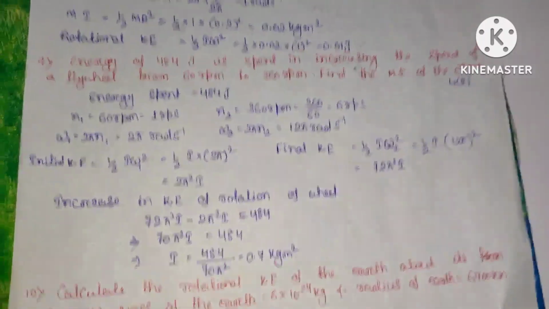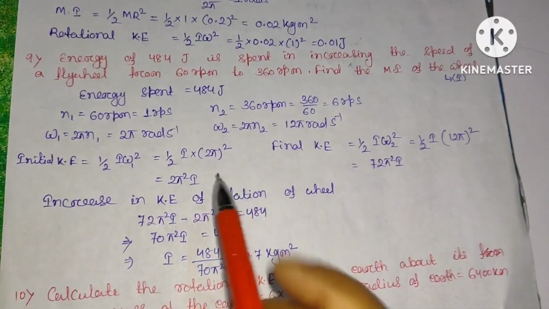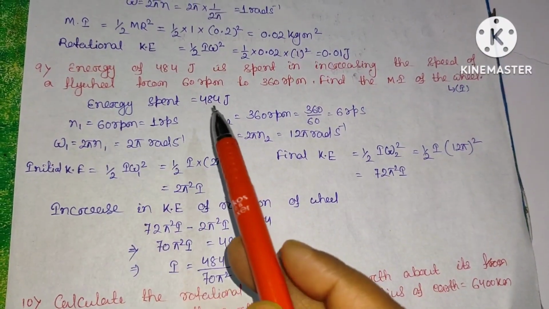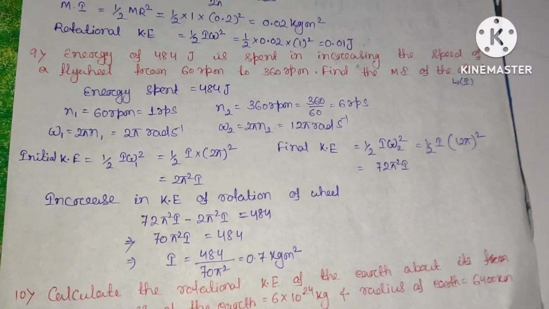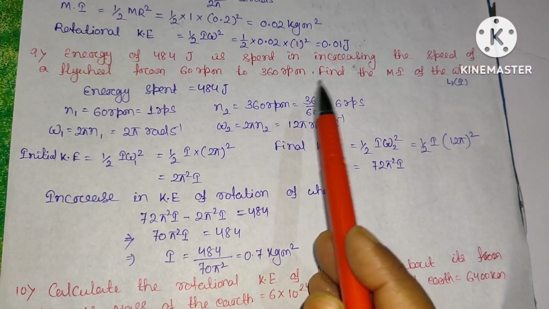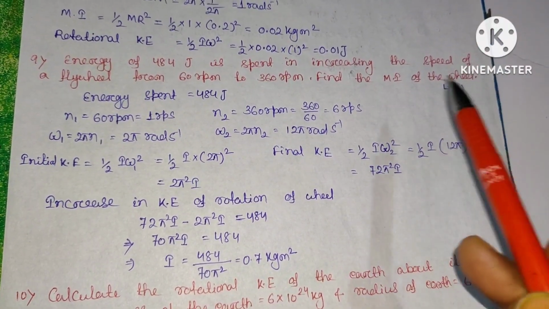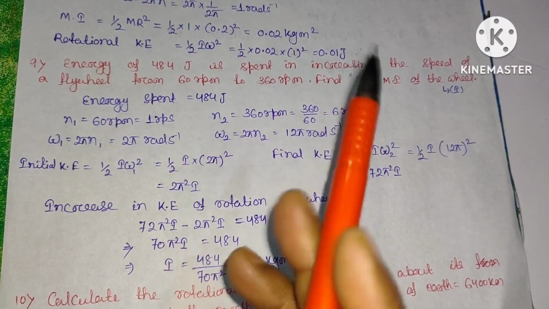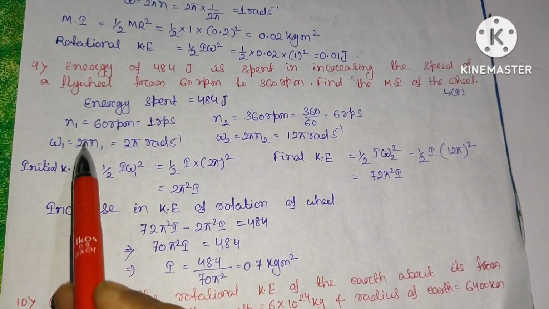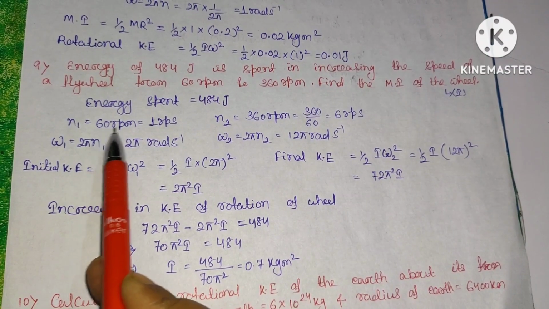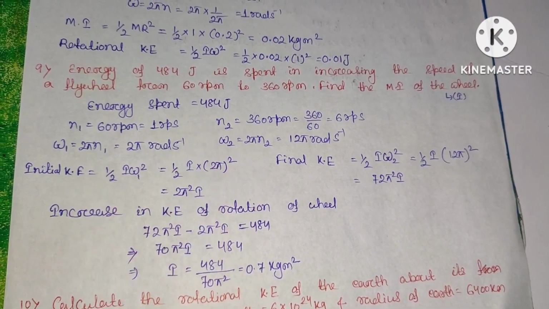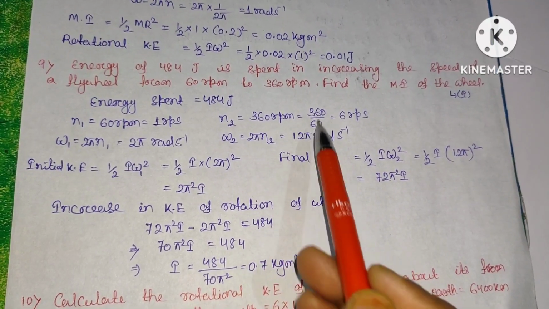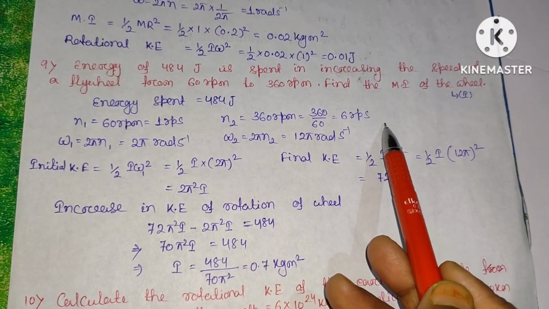The next question is, energy of 484 joule is spent in increasing the speed of a flywheel from 60 revolution per minute to 360 revolution per minute. So find the moment of inertia of the wheel. So this moment of inertia is denoted by I. Here energy spent is 484 joule. So initially its revolution is 60 divided by 60. So it will be 1 revolution per second. Similarly finally is 360 revolution per minute. So finally it will be 6 revolution per second.